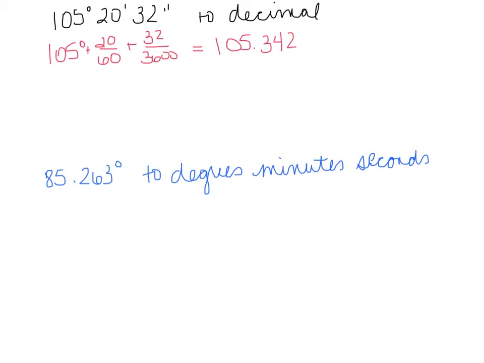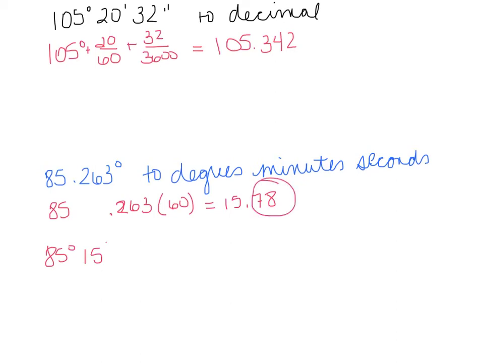To go from decimals back to degrees, minutes, seconds, first we separate out our degrees and we look at the decimal portion. You're going to multiply that by 60 to get your minutes. And we get 15.78. So I know I've got 85 degrees, I've got 15 minutes. Now I have to take this portion of it, the 0.78, multiply it by 60 to get my seconds. And you get 46.8 seconds. And you can leave your answer just like that.